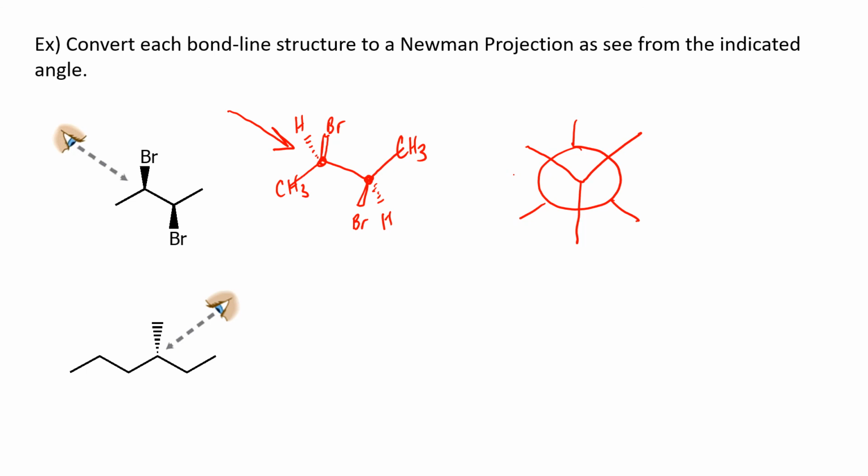All right, now let's apply our trick. If you're looking from the left, your wedges, or sorry, your dashes will be on the left. So on our front carbon, here's your front carbon right here, that hydrogen will be on your left. And that means that the bromine is on the right, and what's sticking down is your CH3. Front carbon's good to go.